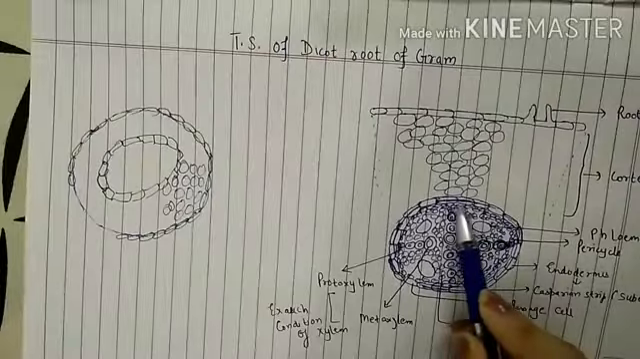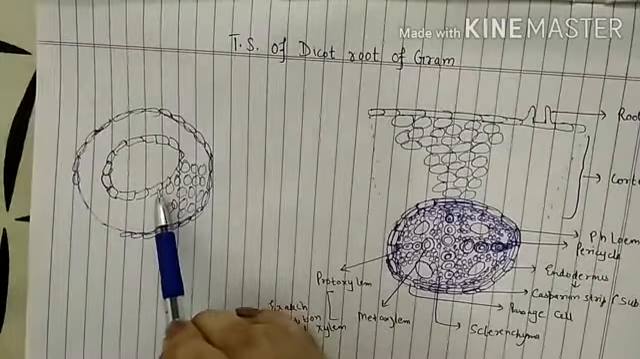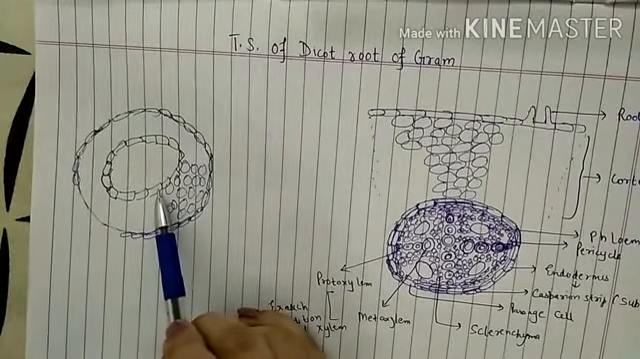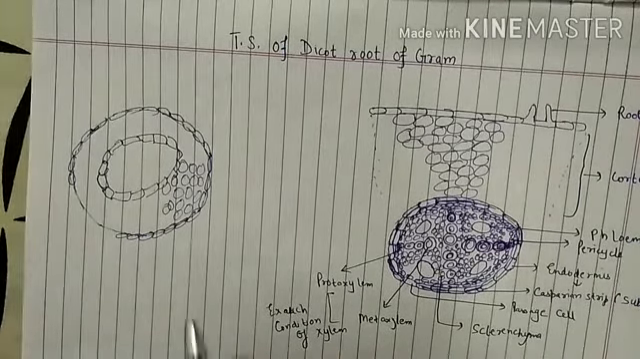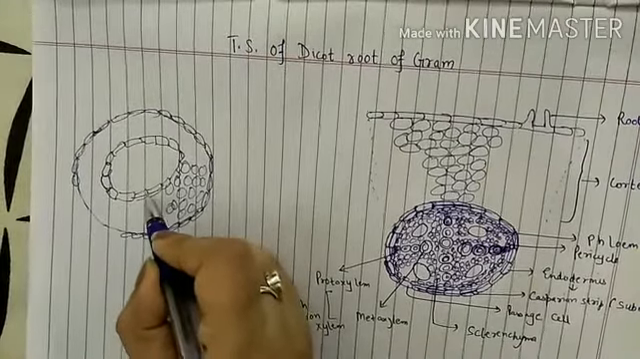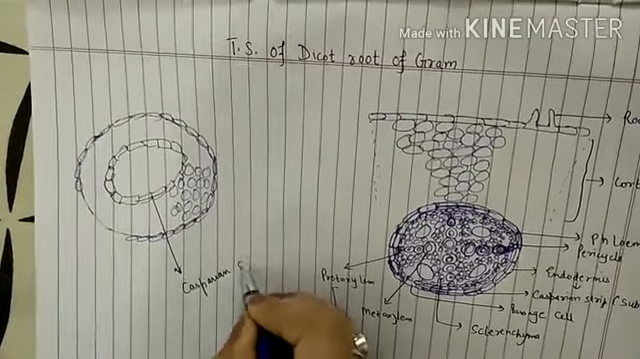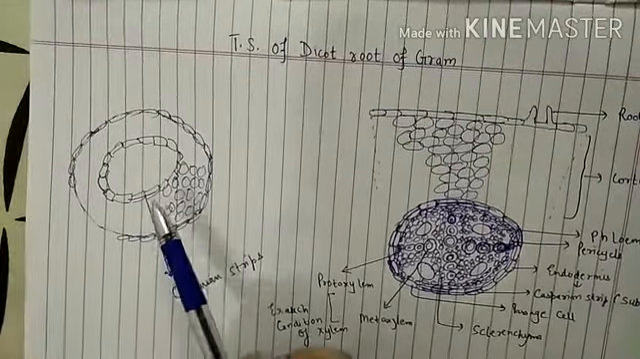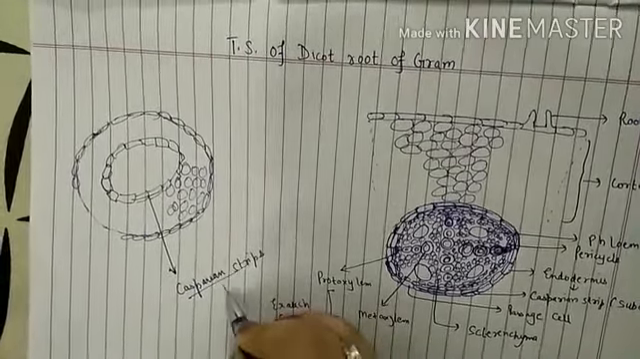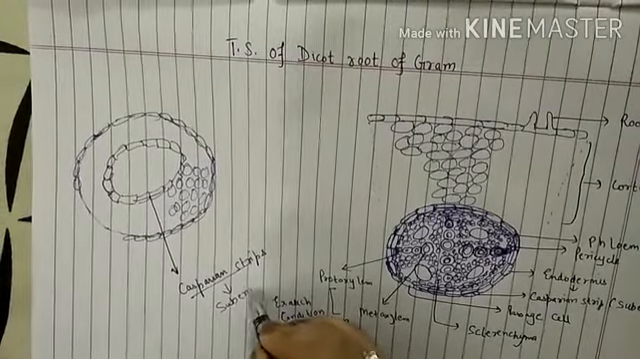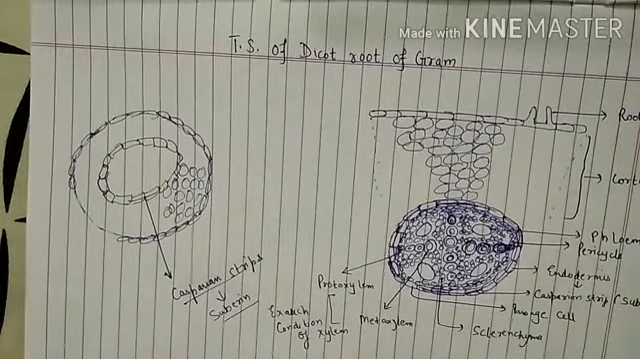So this is the endodermis. If you observe it carefully, the cells are barrel shaped and there is no intercellular space, and the endodermis possesses Casparian strips. In the endodermis, there is the presence of Casparian strips, which means there is the presence of suberin. So suberin is present in the endodermis, and this is known as Casparian strips.